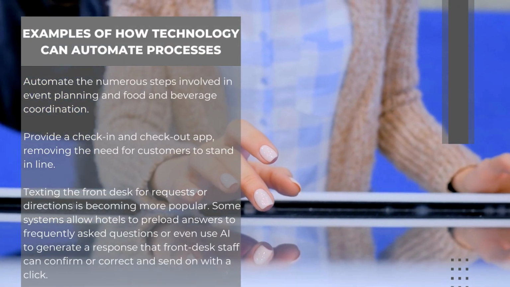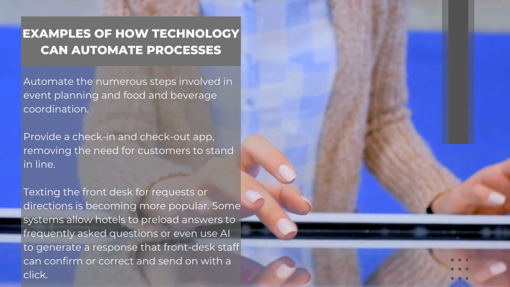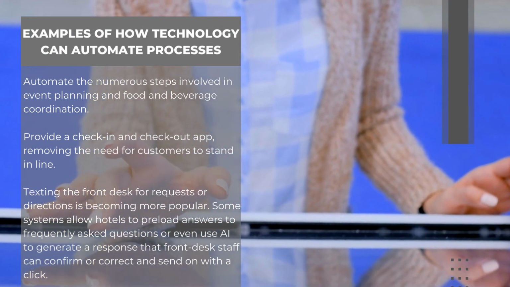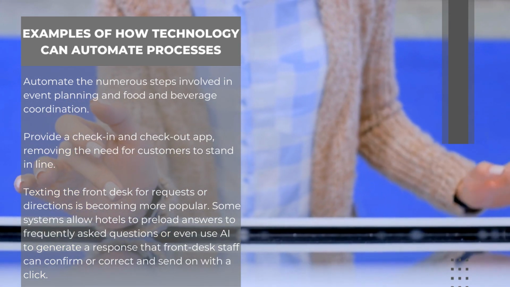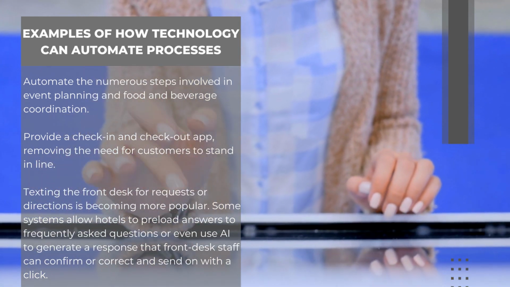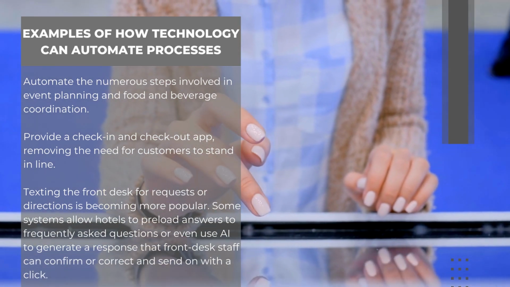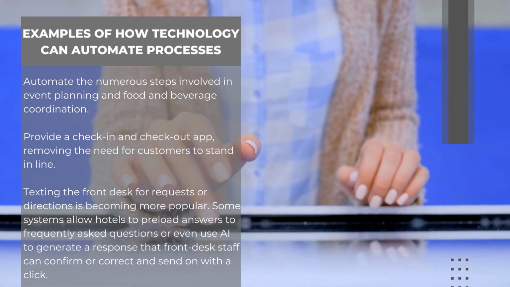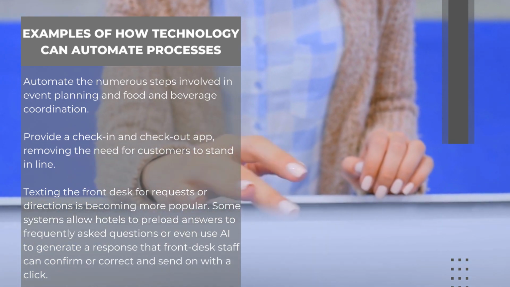Automate the numerous steps involved in event planning and food and beverage coordination. Provide a check-in and check-out app, removing the need for customers to stand in line. Texting the front desk for requests or directions is becoming more popular. Some systems allow hotels to preload answers to frequently asked questions, or even use AI to generate a response that front desk staff can confirm or correct and send on with a click.